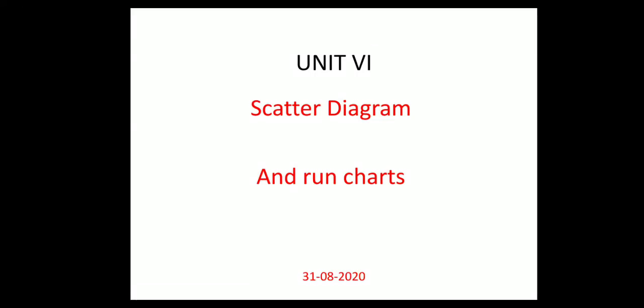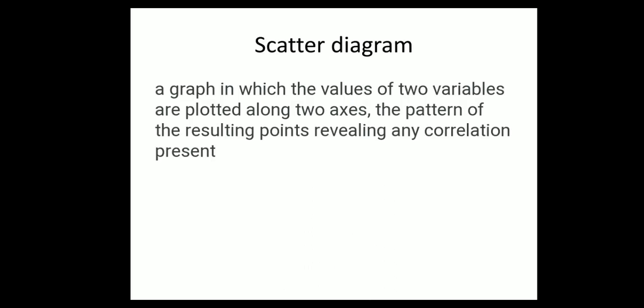Scatter diagram and run charts. This is the last topic of the 7 tools of quality control. A scatter diagram is a graph in which the values of two variables are plotted along two axes, that is x-axis and y-axis. The pattern of the resulting points reveals any correlation present. That means if the points are grouped at some level, then it is called a grouped chart.